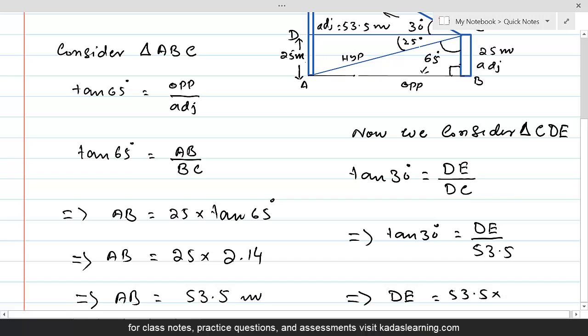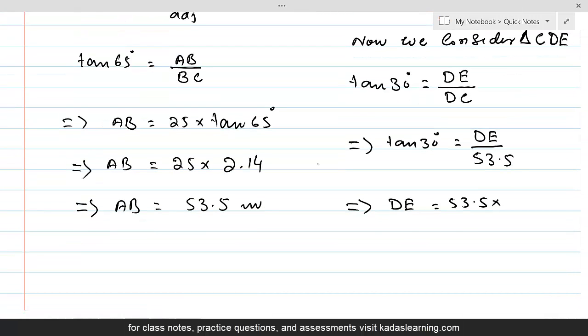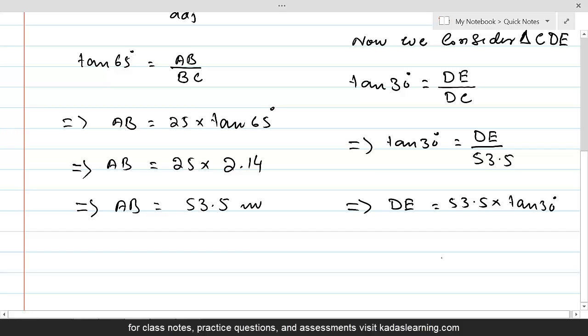This means that DE will be equal to 53.5 times tan of 30 degrees, and 53.5 times tan 30, which is 0.57, once we substitute this value, we will get 30.49.